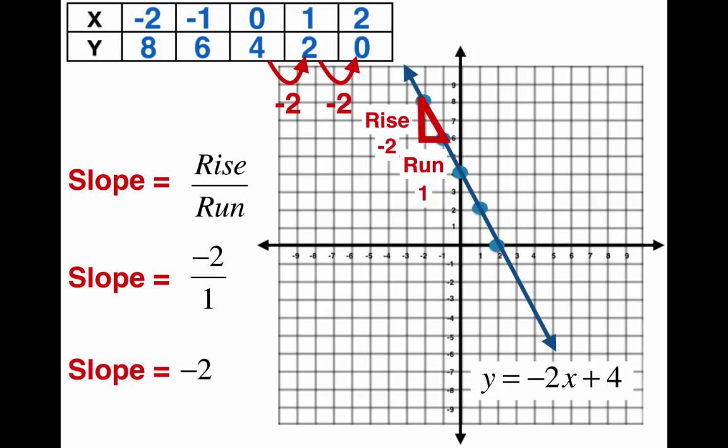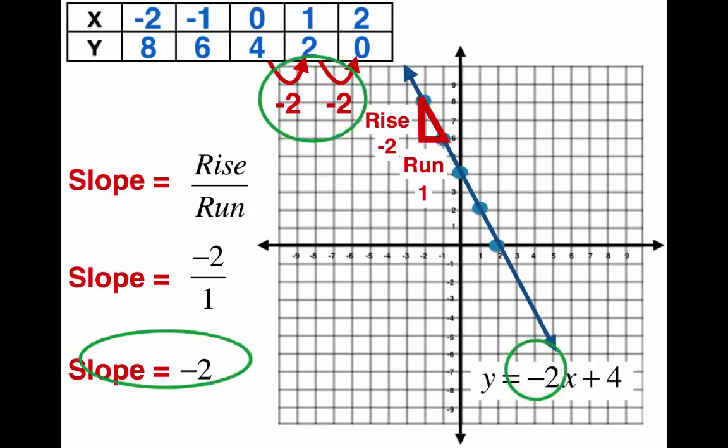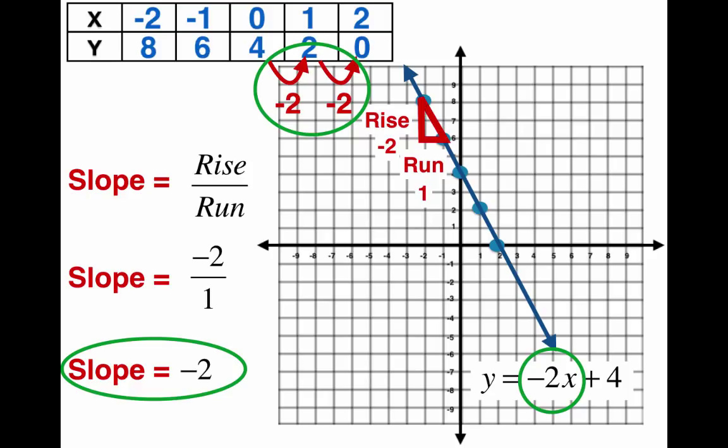And that makes a lot of sense because look at this. We got -2 everywhere here. We got it in the rule, we got it in the table, and we got it on the graph as a slope triangle. There's a huge connection there between that growth number.